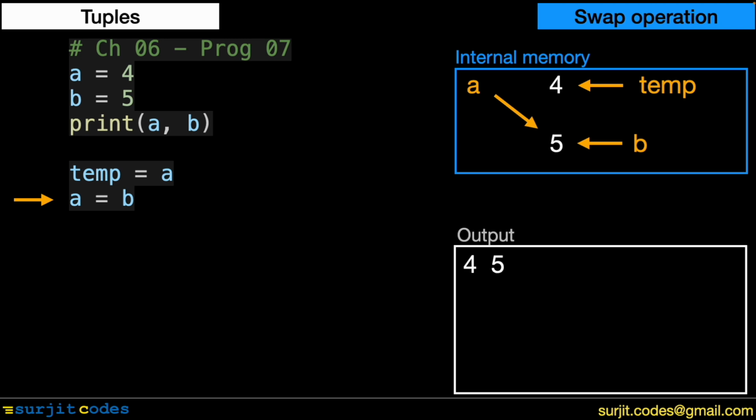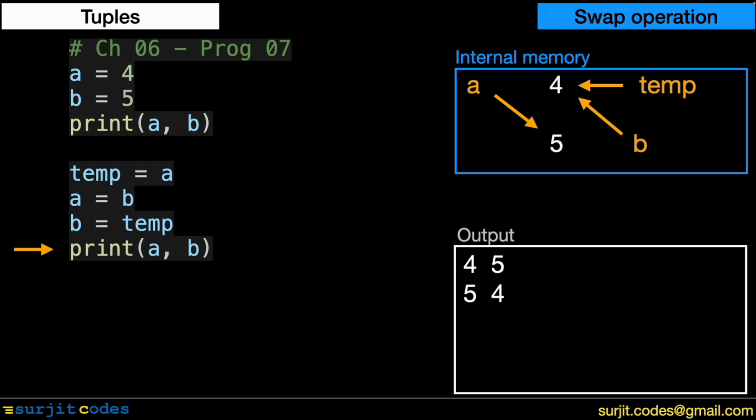Now a is equal to b, as shown. This time 4 is not dangling. Lastly, b equal to temp gives the desired result. Print a, b now gives 5 and 4. This is the standard method for swapping two numbers in all programming languages.